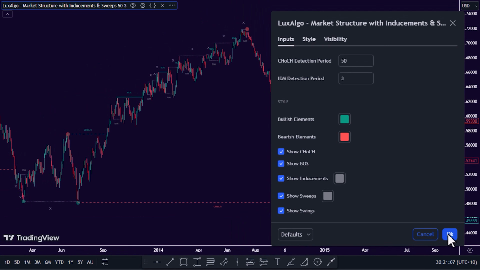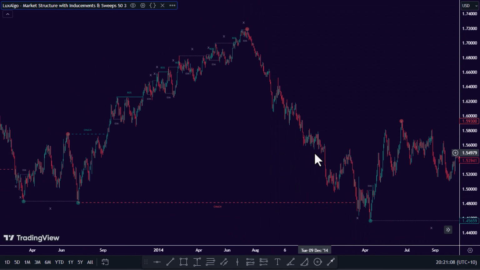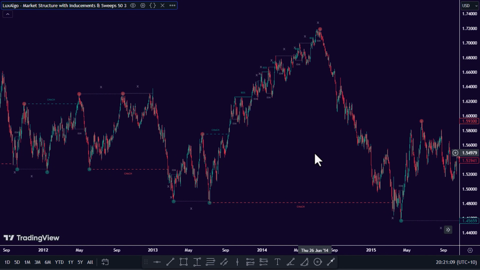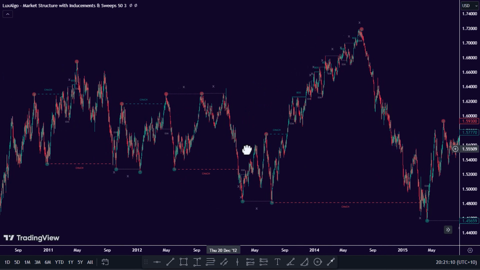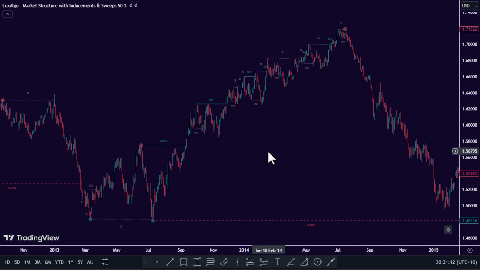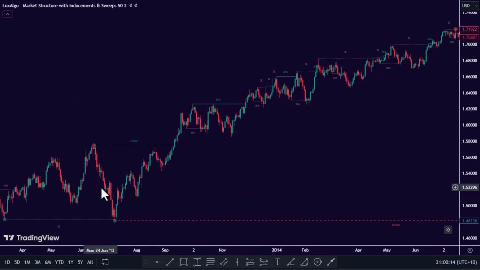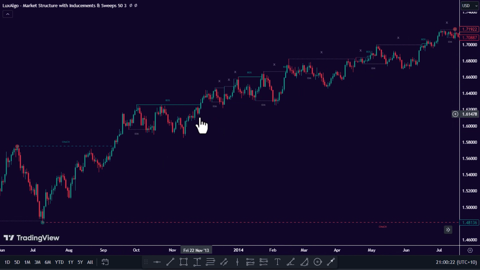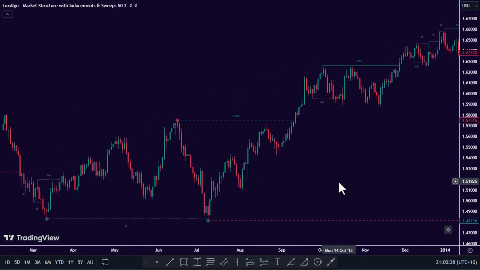How does the market structure with inducements and sweeps indicator work in the market? This indicator works on the concept of the smart money concept in combination with key important demand and supply structures in the market. On this price chart, we can see a diagram of how the market structure is displayed within the market structure with inducements and liquidity indicator.